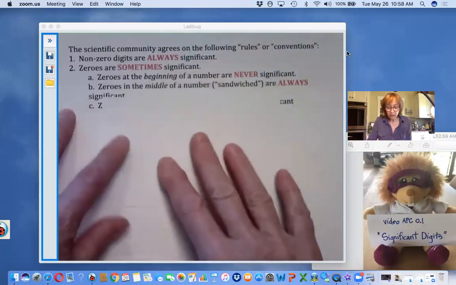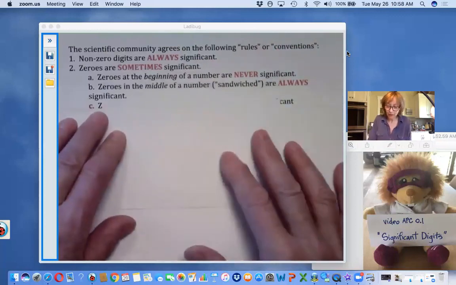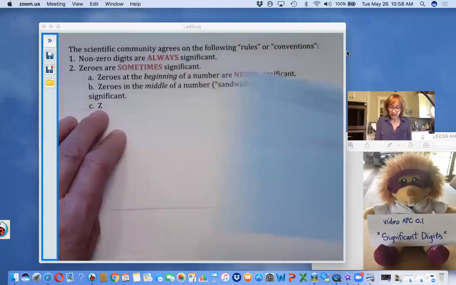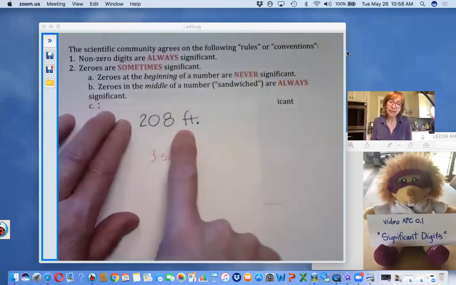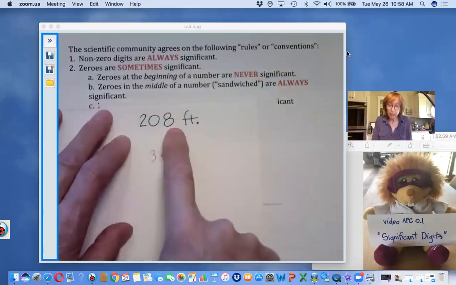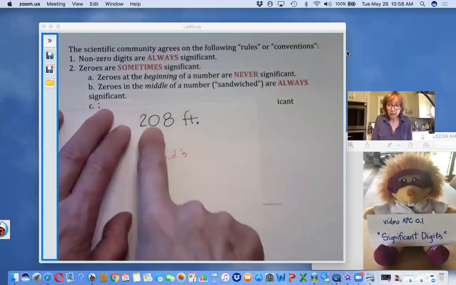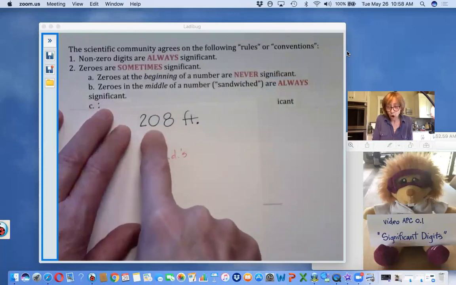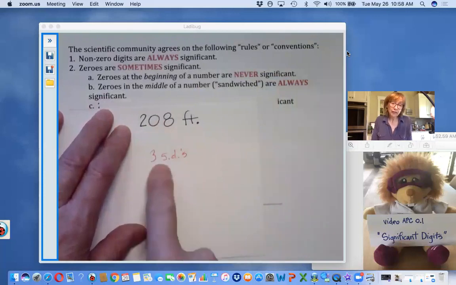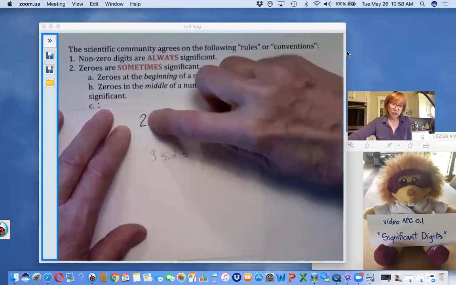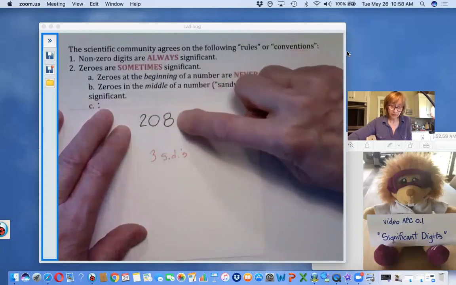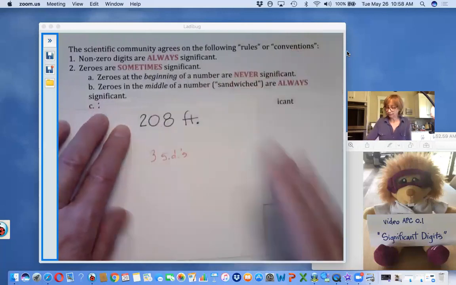This measurement has 2 SIGDIGs. Next, zeros in the middle of a number, we sometimes call them sandwiched zeros. Those are always significant. So for example, 208 feet is the measurement. This zero sandwiched in between non-zeros is significant, and these sandwiched zeros are always significant. 3 SIGDIGs in this measurement. Certain, certain, and the ones place in this case is the estimated digit.